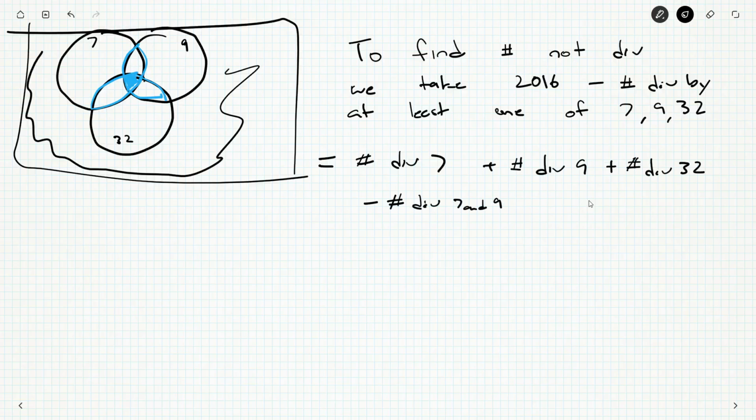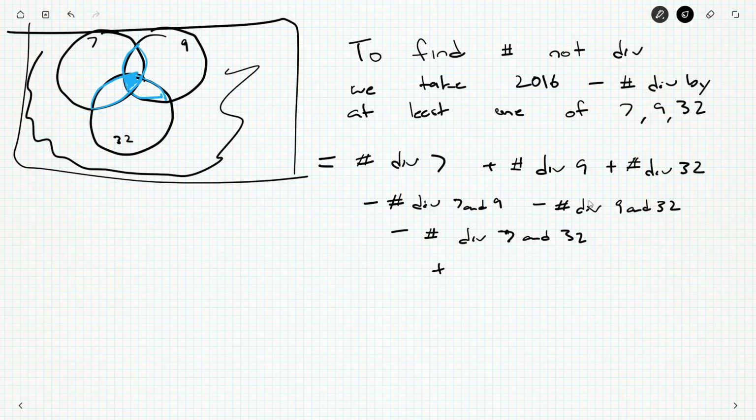And the nice thing here is they gave us numbers that are relatively prime, or co-prime, in that the smallest number that's divisible by both 7 and 9 is just 7 times 9. Whereas the smallest number that's divisible by 32 and 6 is not 32 times 6, it's actually 32 times 3. So I have to get rid of these overlaps, so minus the number divisible by 9 and 32, minus the number divisible by 7 and 32, and then we have to include again what we've excluded, and I just want to double check.